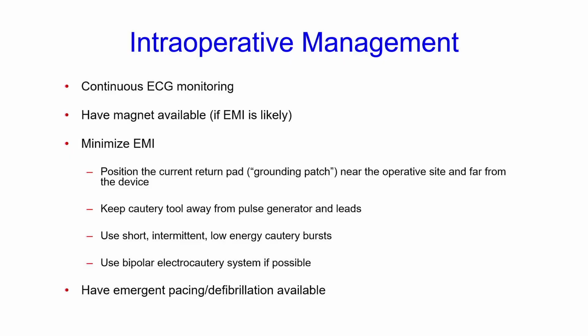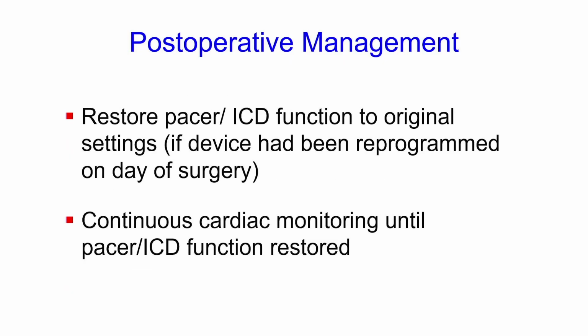So how should we manage these devices intraoperatively? Well, continuous ECG monitoring should be done. You should have your magnet available if EMI is likely. There are ways to minimize EMI. You can position the current return pad near the operative site and far away from the device. Keep the cautery tool away from the pulse generator and leads. Use short, intermittent, low-energy cautery bursts, and certainly if you can use bipolar electrocautery, that will certainly minimize EMI, and have emergent pacing and defibrillation available.